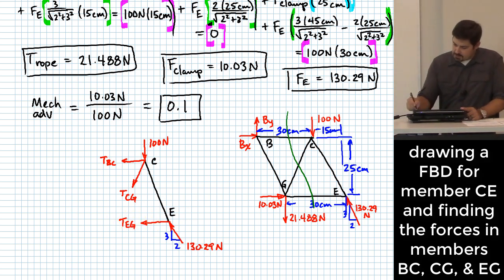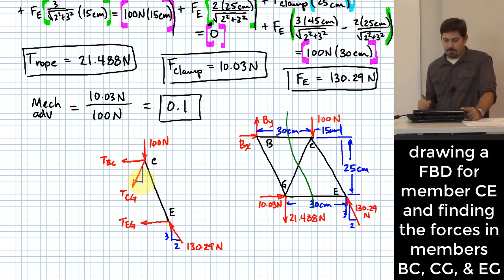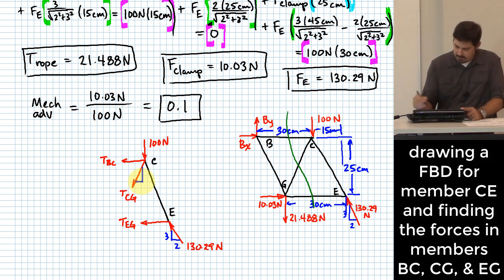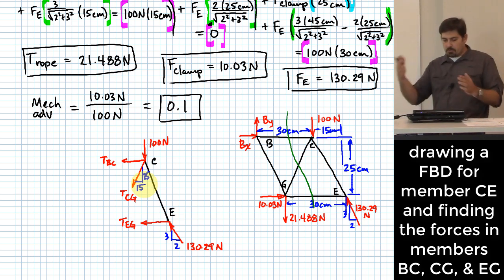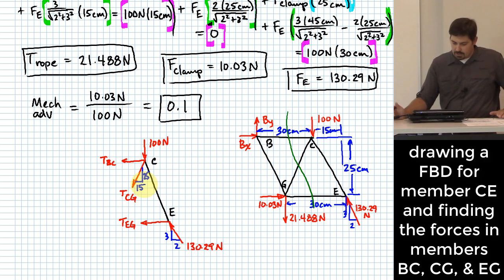Okay, yeah, so someone says we need the slope of CG. Okay, what would that slope be? A rise of 25 for a run of 15. Okay, so that is a free body diagram of member CE, which is everything to the right of the cut that we made. What can we do with it?